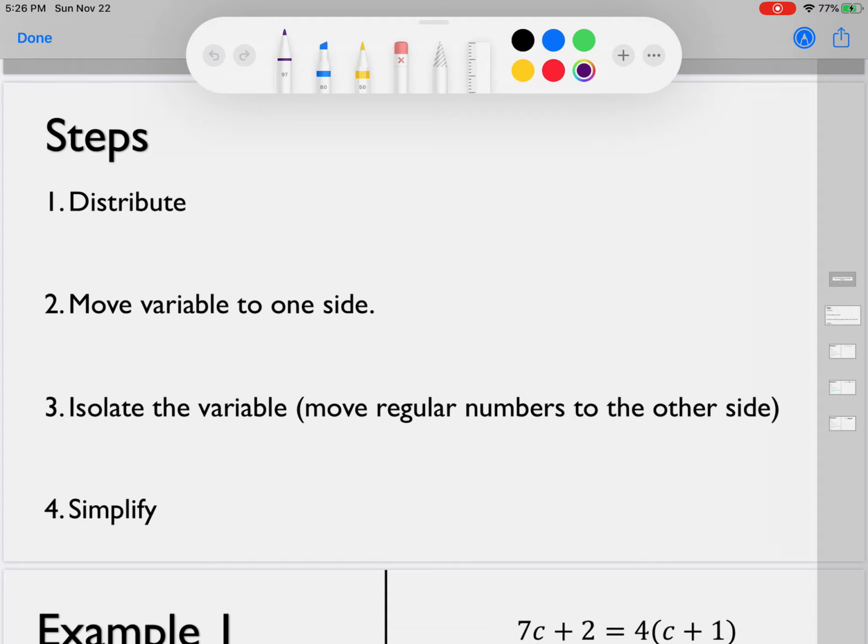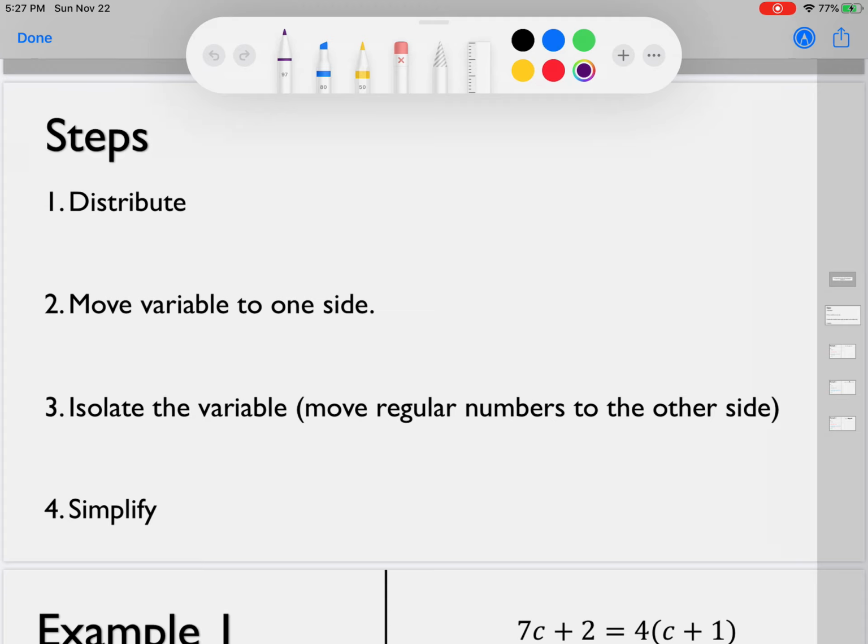It's a little bit funky, but essentially what you're going to want to do is distribute. Whatever's around those parentheses, you need to distribute into the parentheses, and then we're going to follow the same steps we use to solve any equation with variables on both sides. We're going to move the variables to one side, isolate the variable, also known as moving all the regular numbers to the other side, and then simplifying.